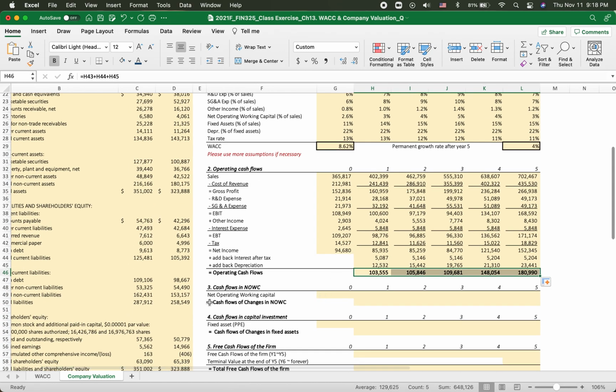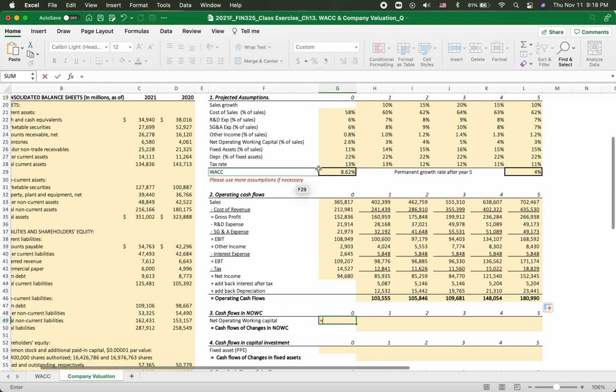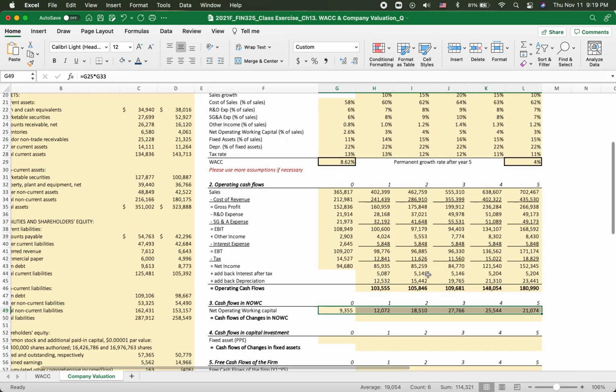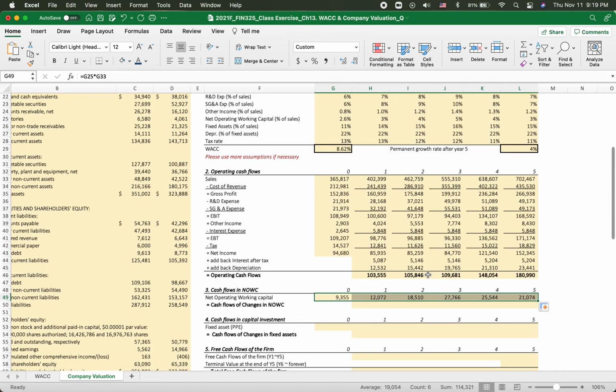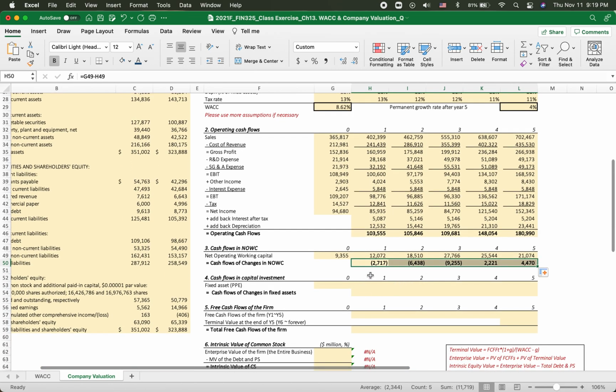Now let's jump into the net operating working capital. Net operating working capital we already calculated as a percentage of sales, 2.6% times the sales. Then let's drag. Okay, but what we want to calculate is not net operating working capital. We want to calculate cash flows of changes in net operating working capital, which is incremental changes every year. So if we increase net operating working capital, that means cash out because the company now use cash, right? And then we got the cash flow of changes in net operating working capital.